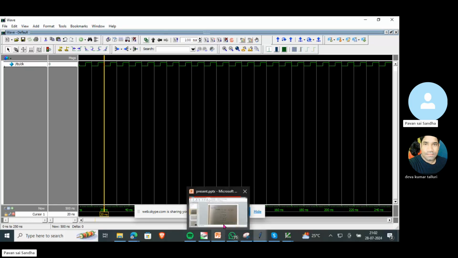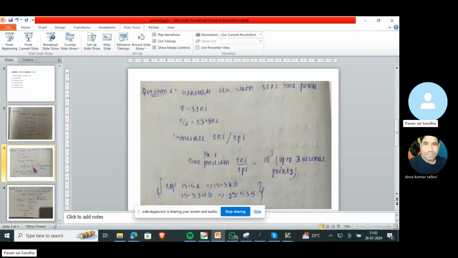I'll show the next question. The first one is completed. In the second one, I want to generate a clock with a time period of 31 nanoseconds. There is one difference from the previous question: if we halve it for the half cycle, we get 15.5. Here I will show how we deal with point values.